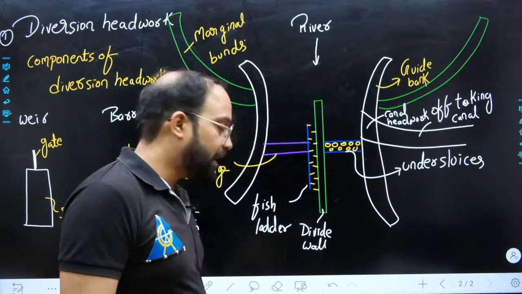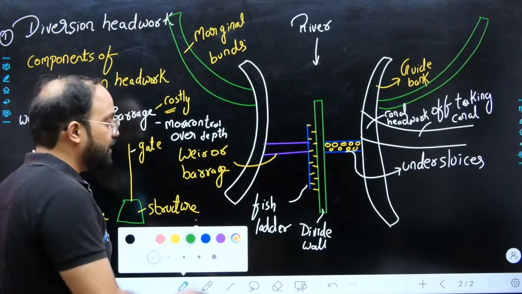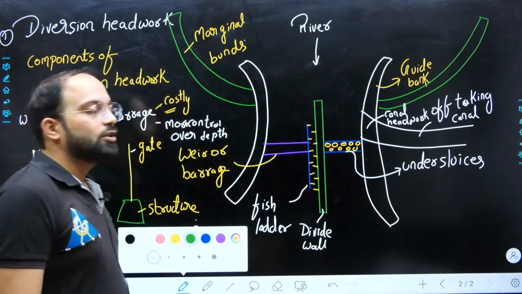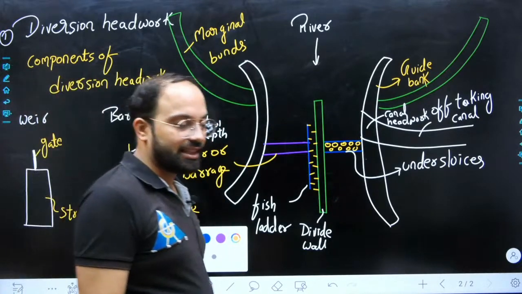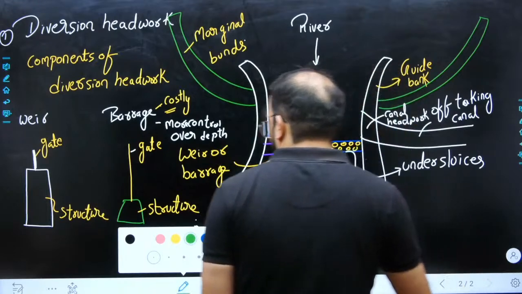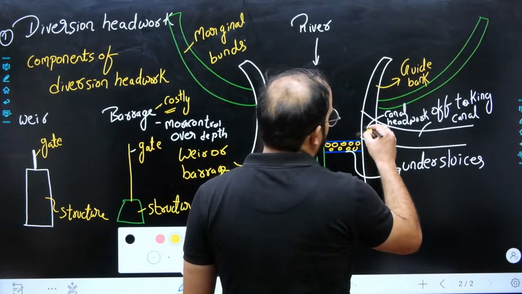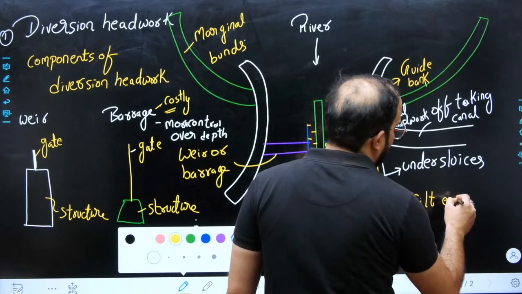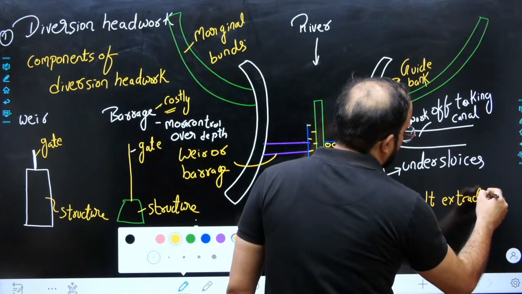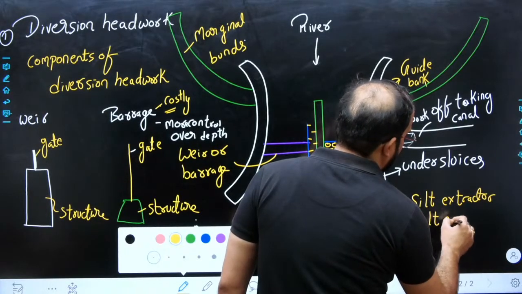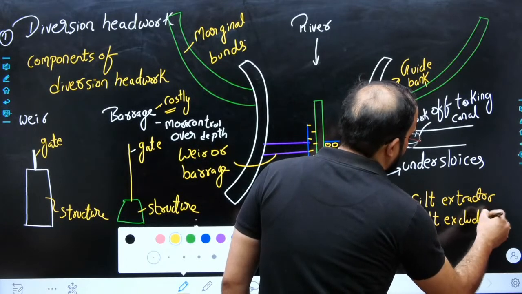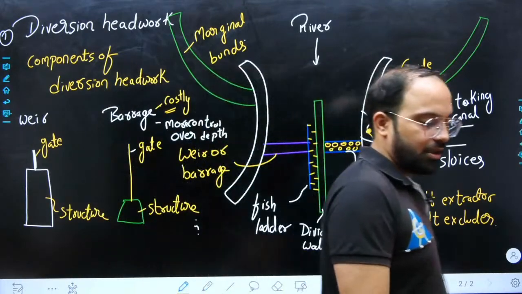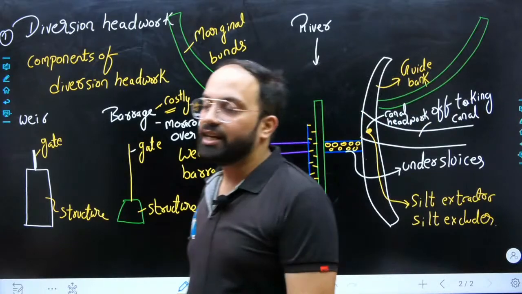Okay guys, and answer: if some amount of silt enters, what device should we install? So there will be a silt extractor. Please write. We provide a silt extractor here. It is called silt extractor, or it is called silt excluder. We'll provide a silt extractor or silt excluder at the head of the canal so that silt will not enter the canal.